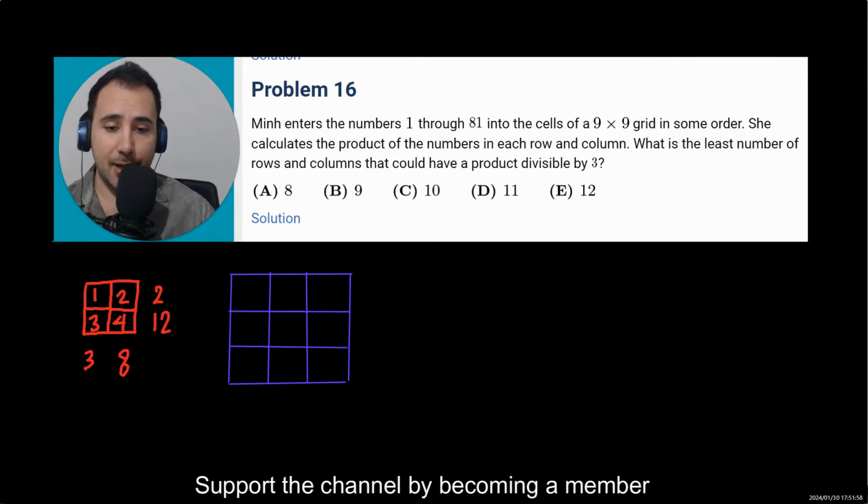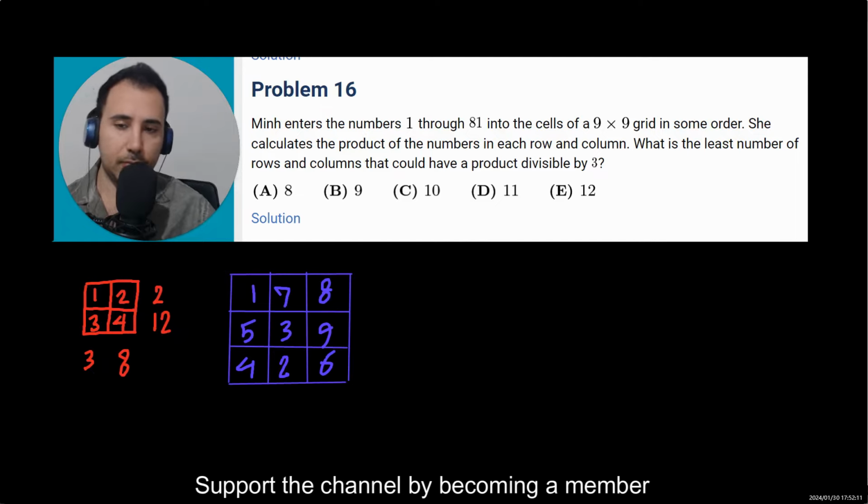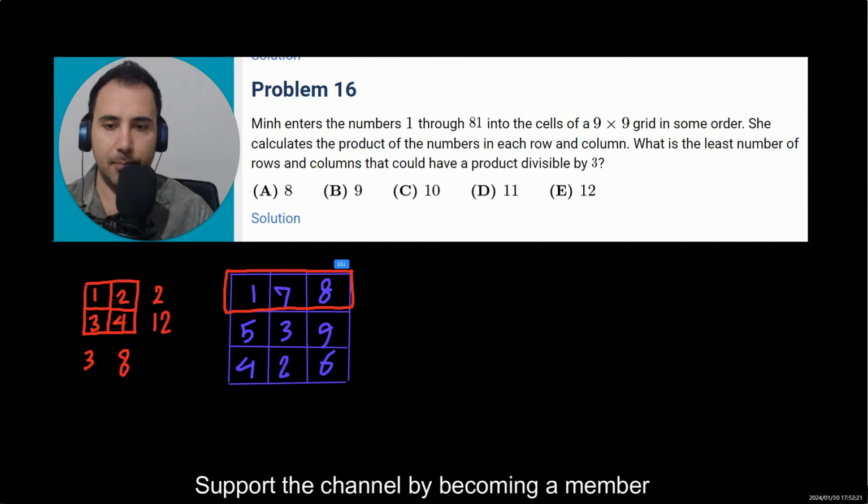Okay, so now let's go here. I'm going to put the numbers again randomly. 1, 3, 6, 9, 2, 4, 5, 7, and 8. Now, which rows and columns? Tell me, this is going to be 1 times 7 times 8, 56. Is it a multiple of 3? No. Why isn't it a multiple of 3? Because I don't see a 3. I don't see a 6. I don't see a 9. Why would it be a multiple of 3?